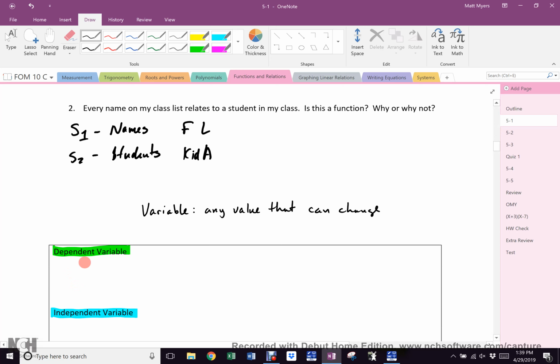We can have a dependent variable or an independent variable. What does the word dependent mean in English? Something else has to happen, doesn't it? For that to happen, right? And what does independent mean? It can happen all by itself, right? Everybody cool? All right.